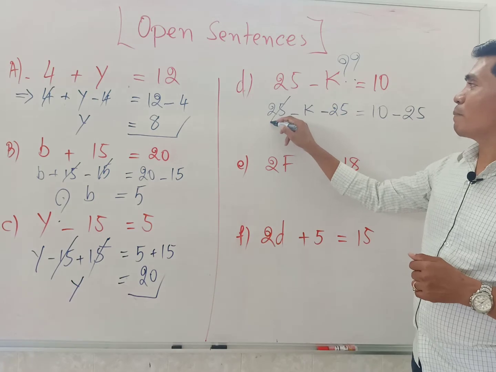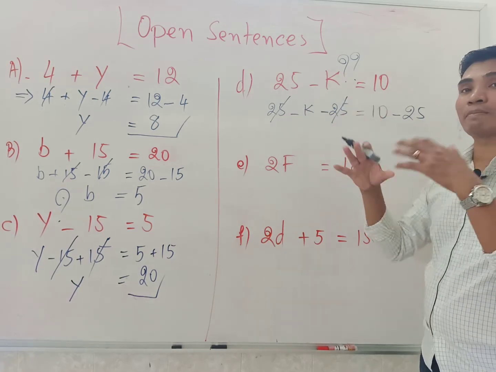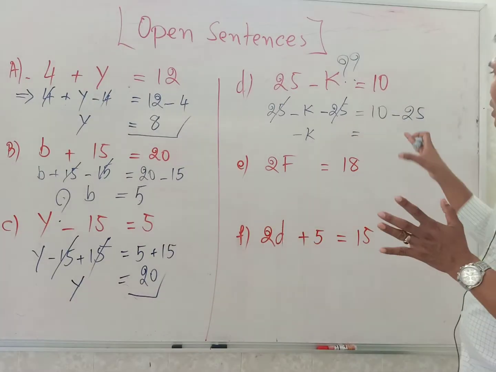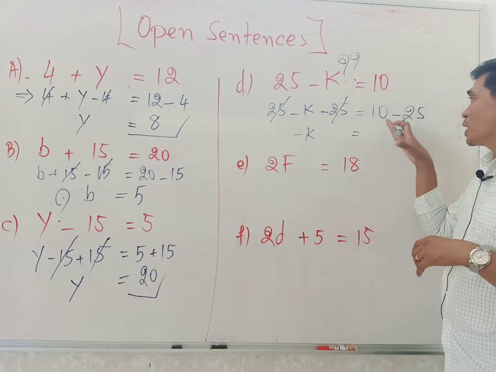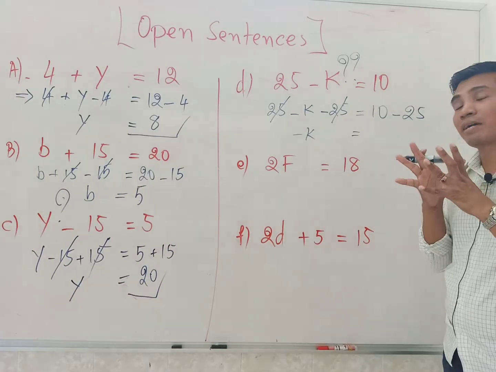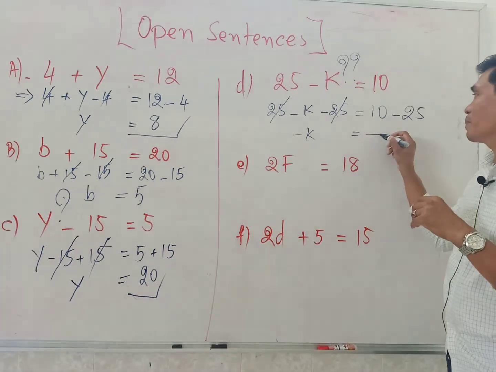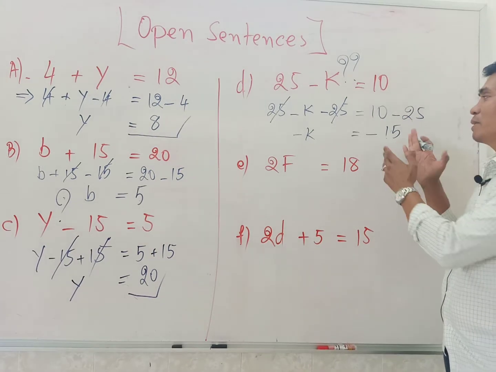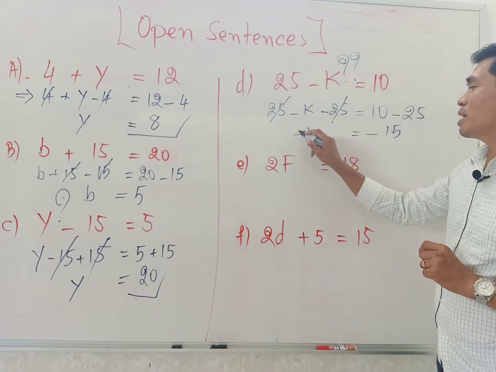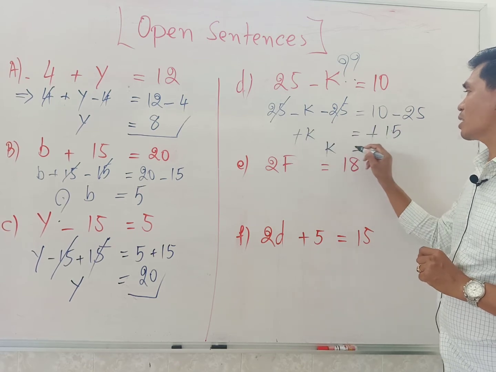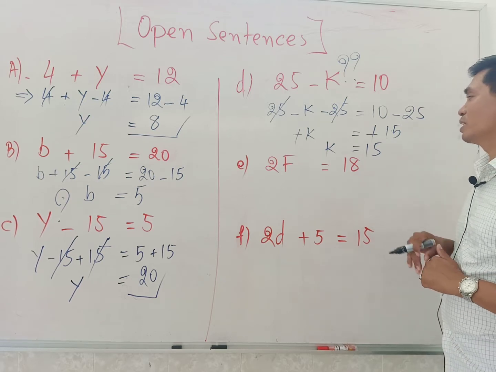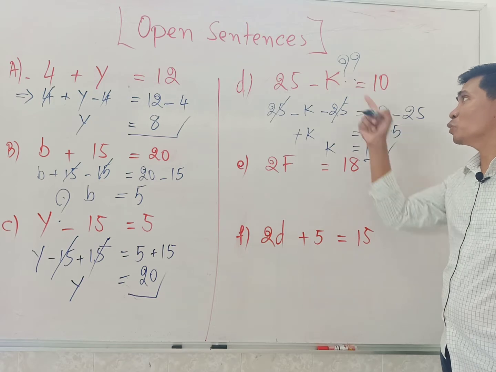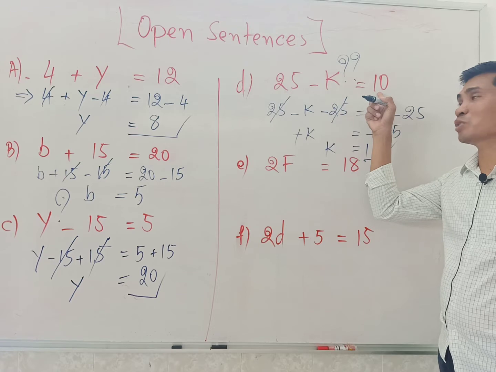Okay, so positive 25 calculated with negative 25 becomes 0. So we have minus k. And on the other side, positive 10 calculated with minus 25, I'm sorry, it becomes minus 15, because positive 10 and negative 25 together become negative 15. So the minus here and the minus here you remove, so k equals 15. So when you replace k with 15 in here, 25 minus 15 is 10. Okay, so correct.